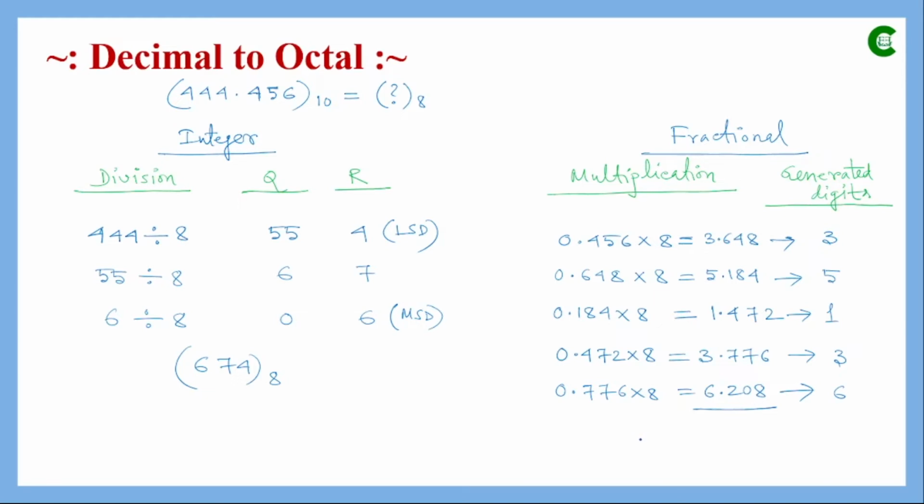So the equivalent value in octal number system will be what? We know this time this will be our most significant digit and this will be our LSD, least significant digit. So it will be 0.35136. That will be in octal number system, and when we merge these two values together, the final value will be 674, then the fractional part 0.35136. That is, this is the equivalent number in octal number system.